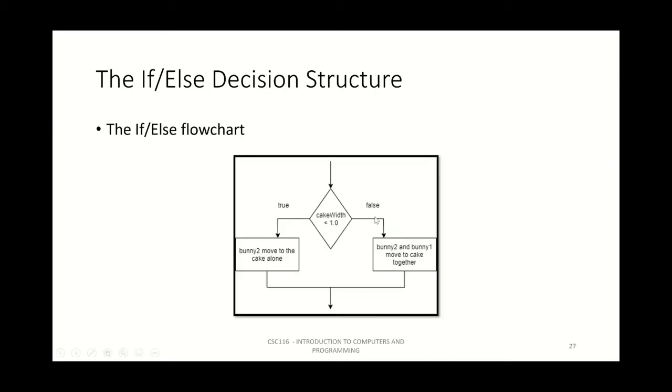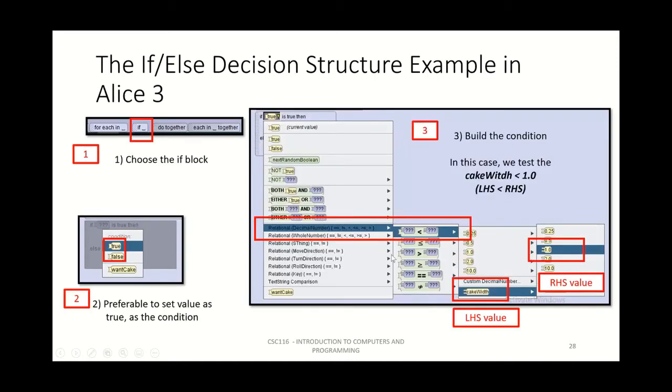This is the if-else flowchart. For the basic flowchart for if-else, you need a diamond shape, which is the condition. You put the condition inside this shape, and then for the true and false statements, you put them in rectangle shapes. For example, what happens when the condition is true, and what happens when the condition is false.